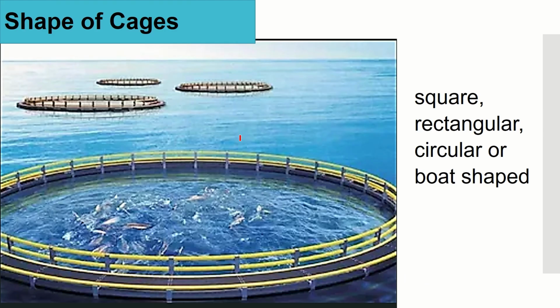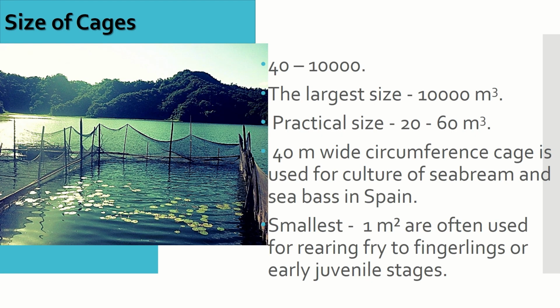Next, shape of the cages. Cages of various shapes such as square, rectangular, circular or boat shaped are used in many countries, although use of square and rectangular shapes is more common. Then about size of cages.